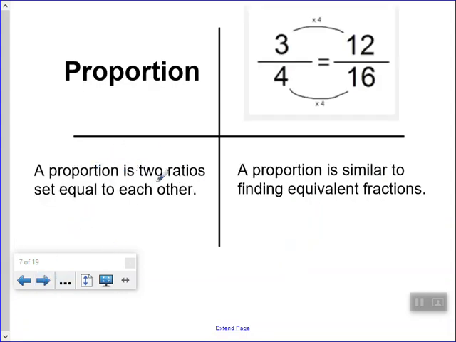Proportion is two ratios set equal to each other. So you have 3/4 and 12/16. A proportion is similar to finding equivalent fractions. So 3/4 is equivalent to 12/16. They are proportional.